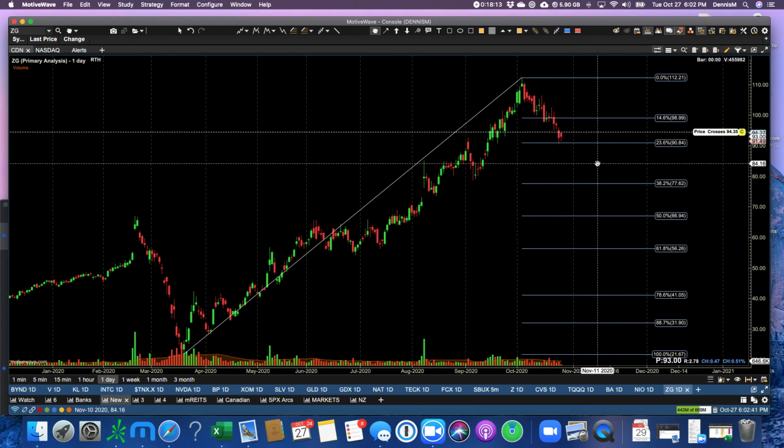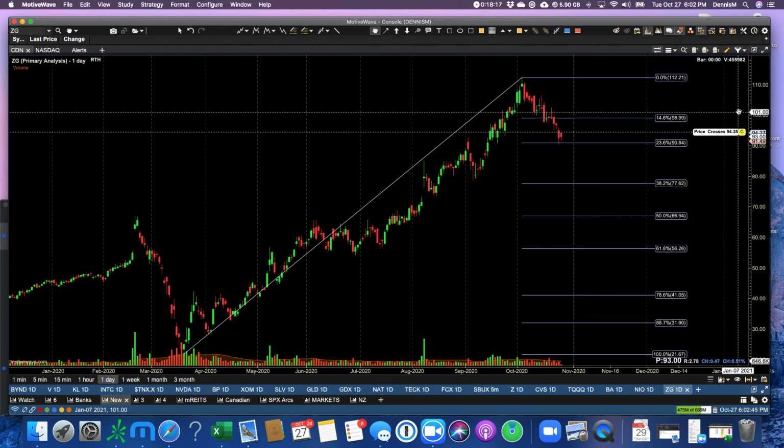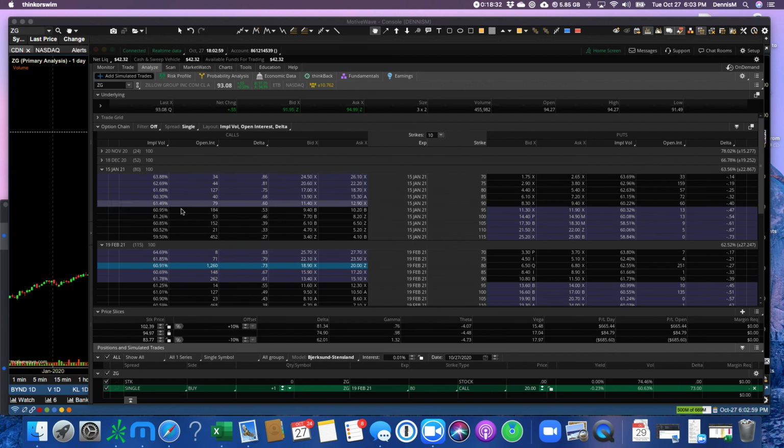Zillow looks like a stock that could get to 100 but have trouble breaking through. So if you're buying an option in Zillow, you want to give yourself a lot of time. So you should be looking at the options that are out in January and February.